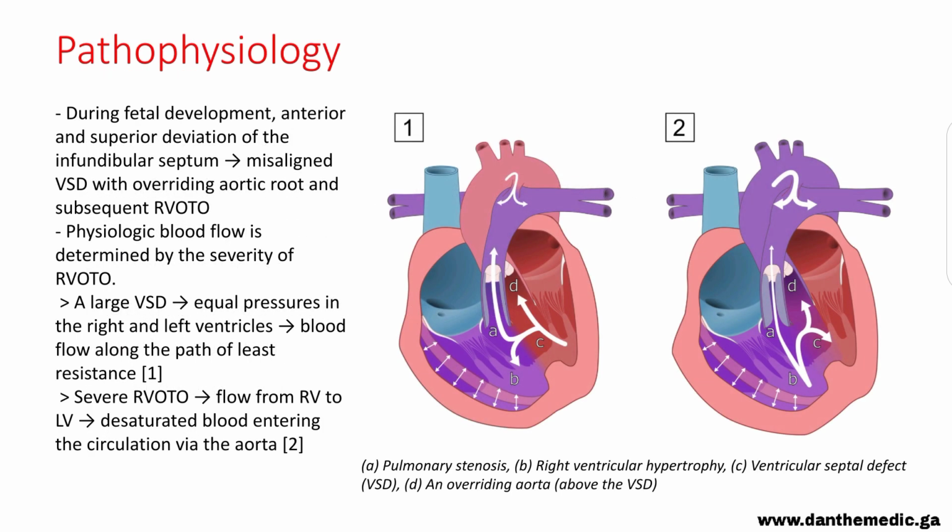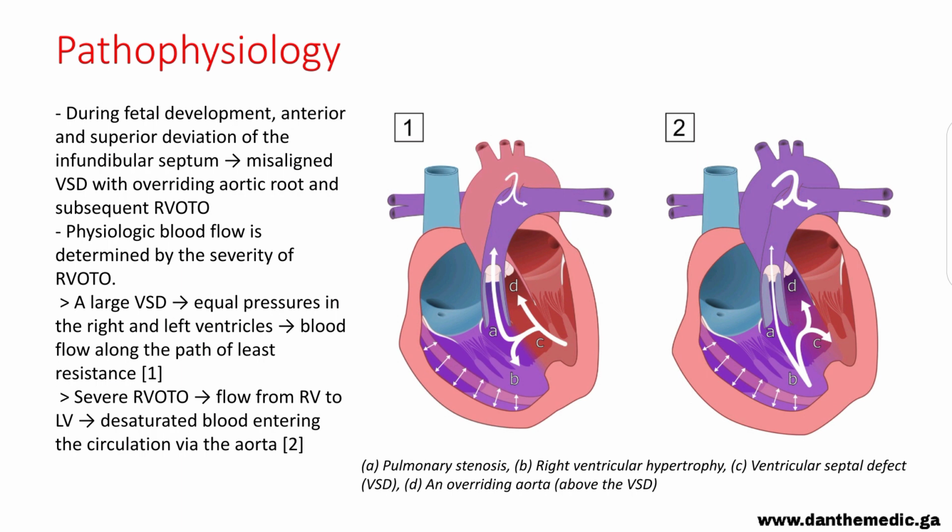So now we are going to talk about the pathophysiology. During fetal development, there is anterior and superior deviation of the infundibular septum, and this leads to misaligned ventricular septal defects with overriding of the aortic root and subsequent right ventricular outflow tract obstruction. The physiologic blood flow is then determined by the severity of the right ventricular outflow tract obstruction.